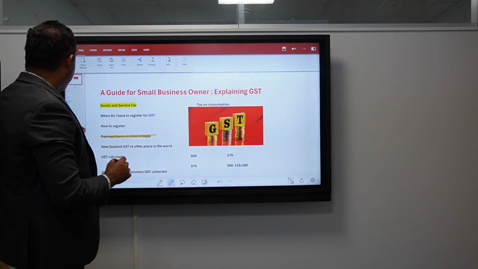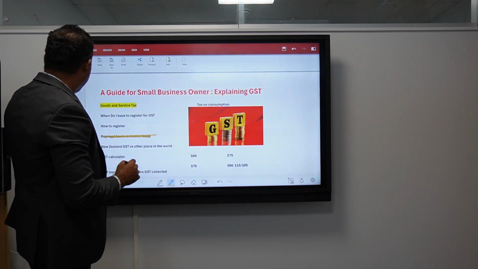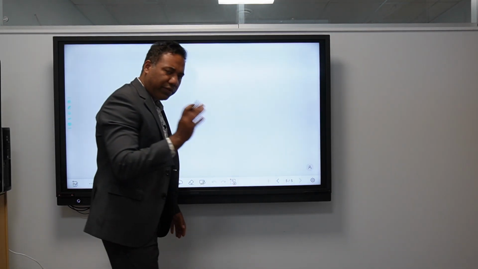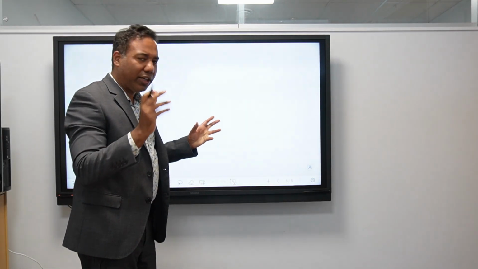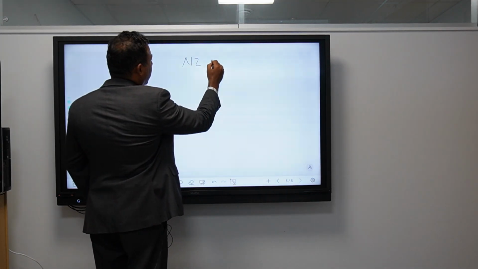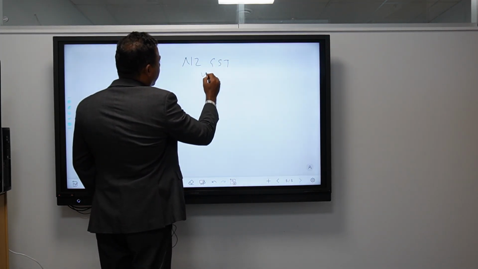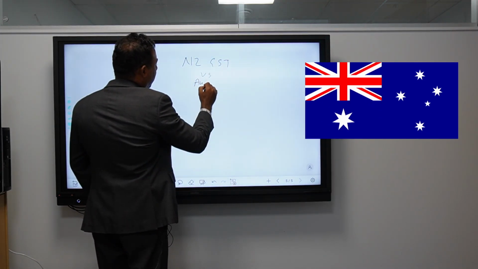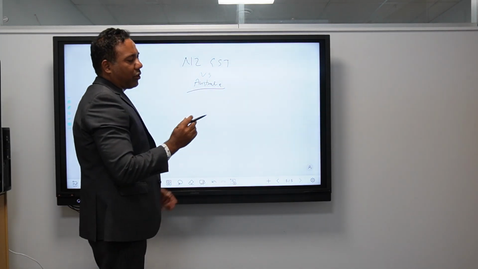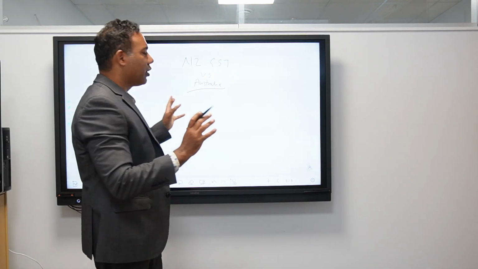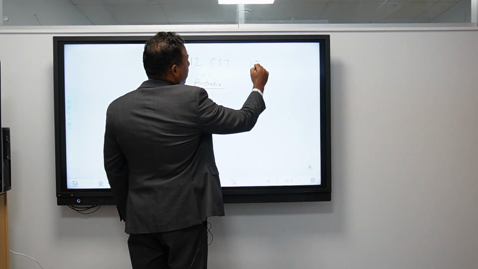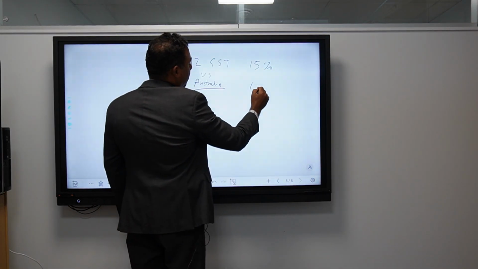Okay, it's very important I cover New Zealand GST versus other parts of the world as well. Now this is just to help with understanding the GST part as well. What is New Zealand GST? Let's look at it versus Australia. I'm not an Australian tax consultant, but I understand a little bit of Australian GST as well. So remember one thing, New Zealand GST is 15%, Australian is 10%.